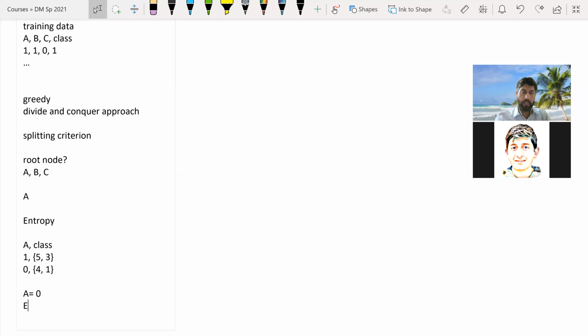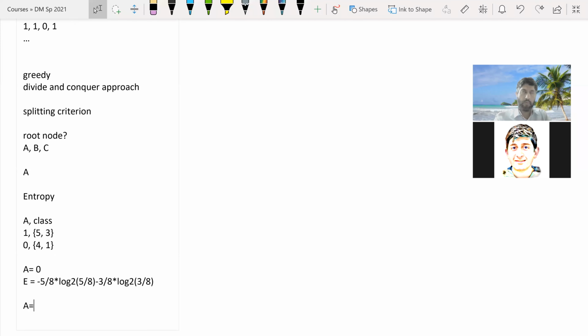So the entropy is basically minus 5 divided by 8 into log, you can take any log, but let's say I take log 2, of 5 over 8, minus 3 divided by 8 into log 2 of 3 divided by 8. So this is the entropy, or a measure of inhomogeneity, of this portion. Similarly, you can compute that for the other.